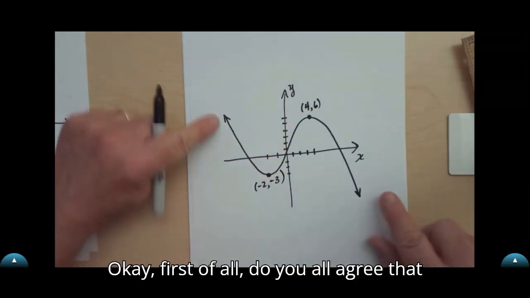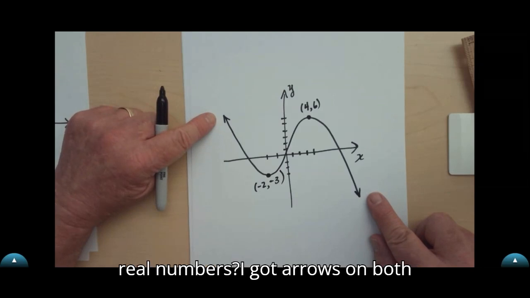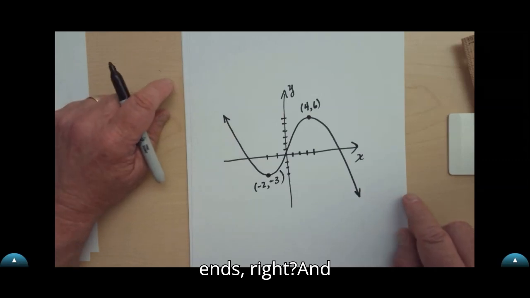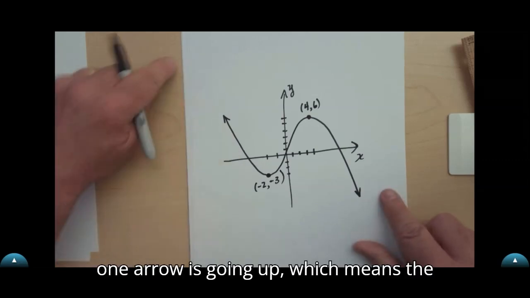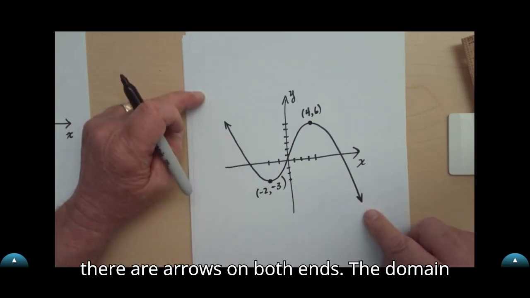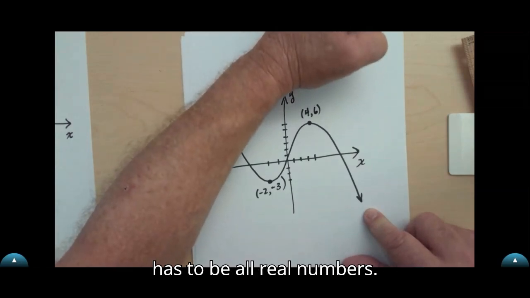Okay. First of all, do y'all agree that both the domain and range here are all real numbers? I got arrows on both ends, right? If it's a function and there are arrows on both ends, the domain has to be all real numbers.